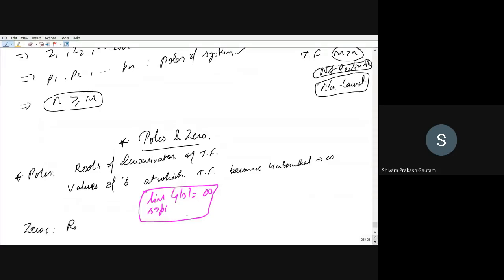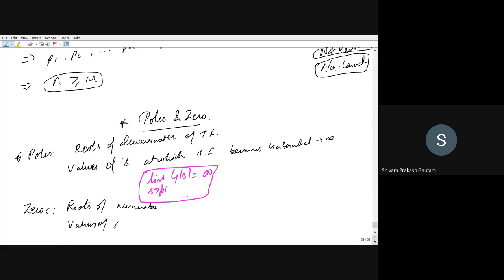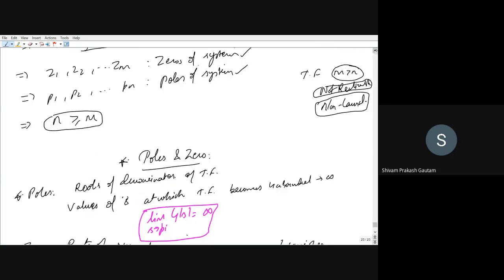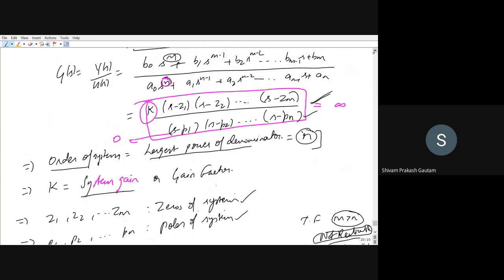Now we will see zeros. Zeros are the roots of the numerator. Again, they are the values of s at which the transfer function becomes 0, or vanishes. So again, by looking at the generalized transfer function, can anyone tell me what is the zero location? Anyone? Z1.